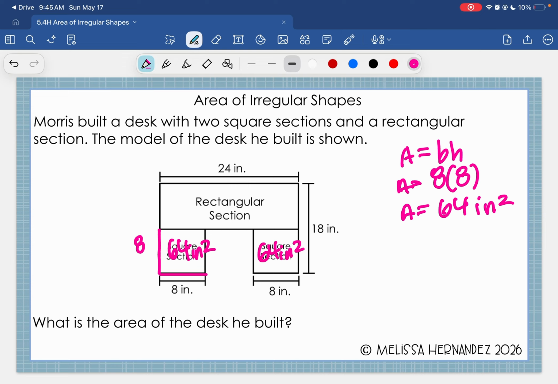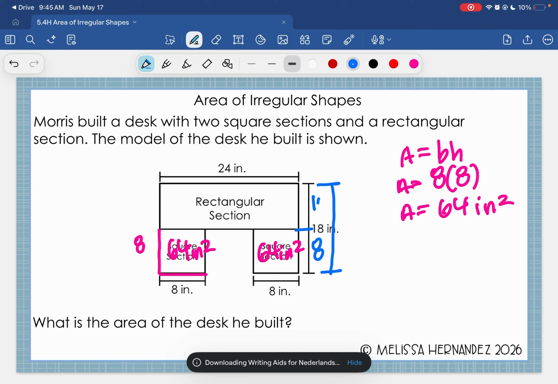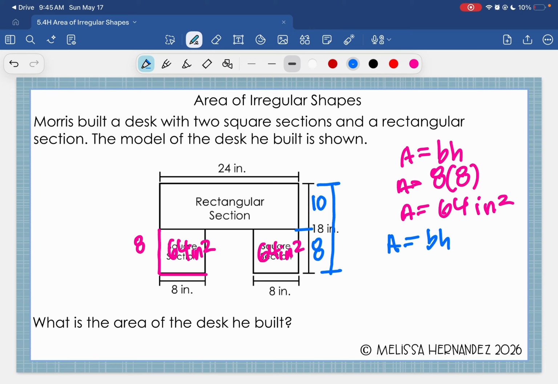Now I have to figure out the rectangular section. But what I want you to notice is from here to here, yes, it's 18, but this part is 8. So what that tells you is if this is 8, then this has to be 10. Whether you subtracted or you knew that 10 plus 8 equals 18, whatever works for you. Write down the formula, base times height, 24 by 10 equals 240 inches squared.